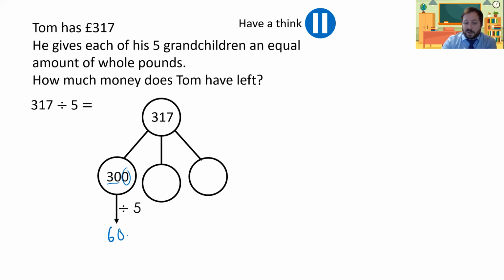We'll just see whether I'm right. 30 divided by 10 is 30. So 30 times 2 is 60.